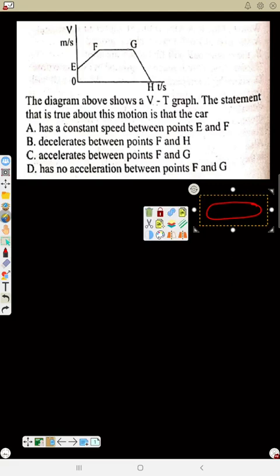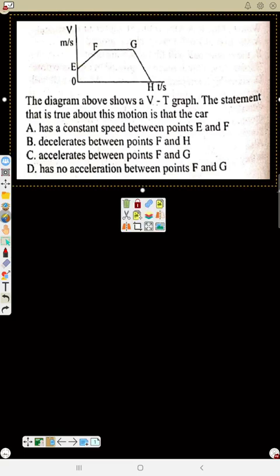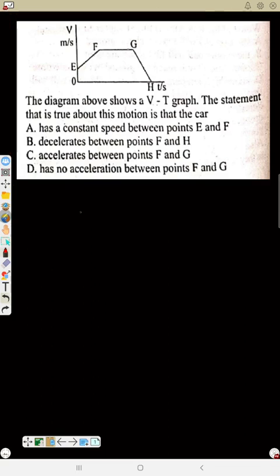So the A part now. The car A has a constant speed between points E and F. Now point E and F goes this way, straight up. Any line that goes up means this is acceleration. So that means the body accelerates. So E and F cannot be constant speed. So this option is not right.